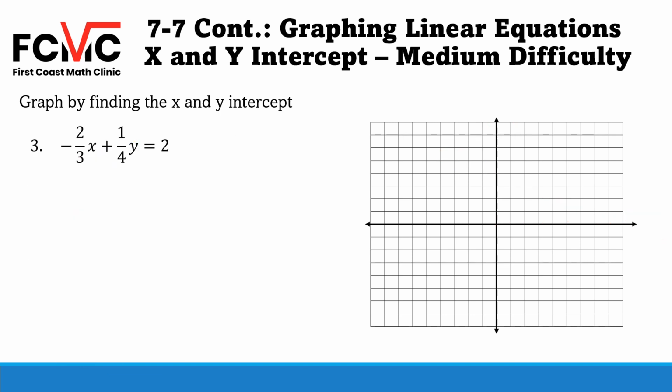So here for number 3, we've got two fractional coefficients for this example: negative 2/3 x plus 1/4 y equals 2. Again, x and y values are on the same side, so we want to use the x and y intercepts to graph this. So let's find our x-intercept first. Y equals 0. So let's fill in our solution with y equals 0.